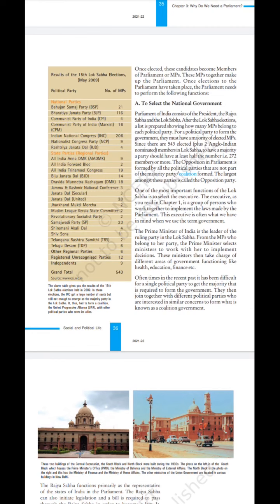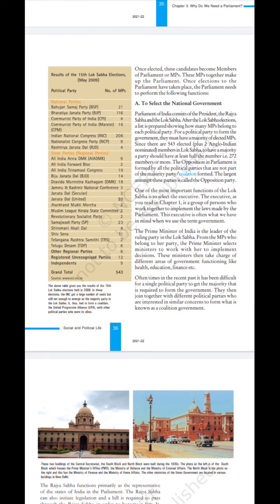In these elections, the INC got a large number of seats, but still not enough to emerge as the majority party in the Lok Sabha. It thus had to form a coalition, the United Progressive Alliance UPA, with other political parties who were its allies. Once elected, these candidates become members of parliament or MPs. These MPs together make up the parliament.